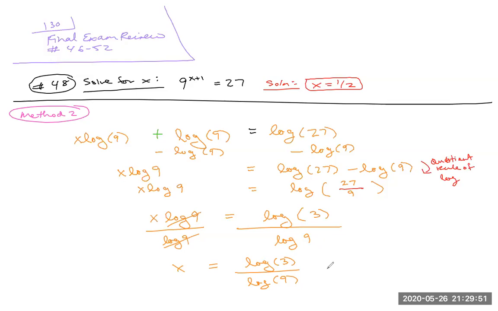Which actually is a change of base formula. x equals log base 9 of 3. Now if you were checking this in your calculator, you would want to plug this part in. So log of 3 divided by log of 9, that's going to give you the 1/2.